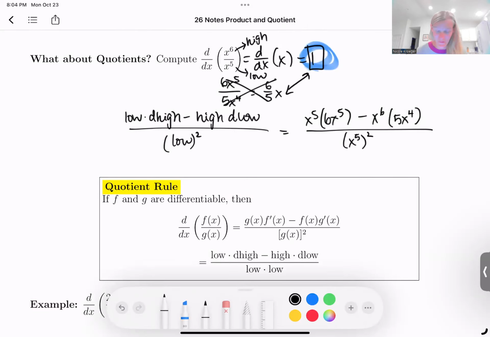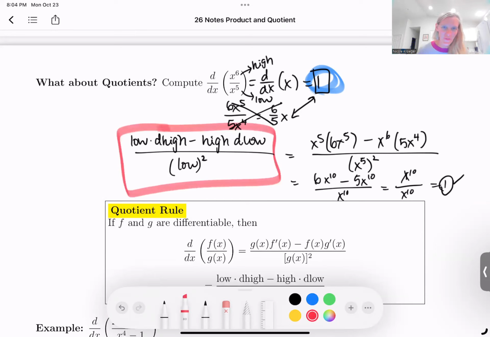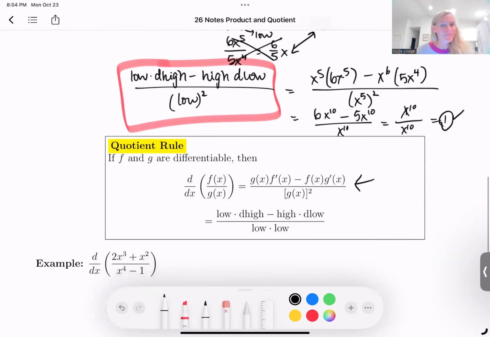So we get 6x to the 10th minus 5x to the 10th. x to the 5th squared is x to the 10th because I multiply exponents. In the numerator, I'm just going to have x to the 10th over x to the 10th, and that simplifies to 1. So excellent. So this is how we deal with quotients in general. We do low d high minus high d low over low squared. You can also write that in terms of f and g, and that's how this is done here. I don't suggest doing that. I suggest remembering low d high minus high d low over low squared.